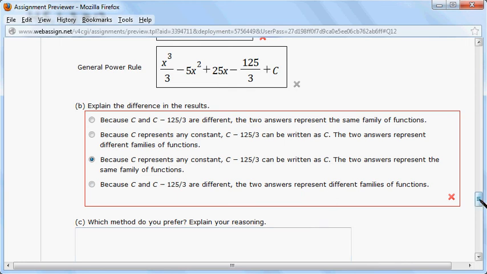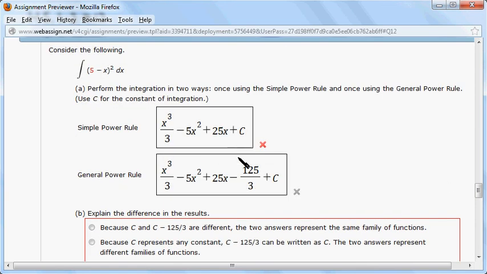You can see the difference between these two. The first term is exactly the same, the second term exactly the same, the third term exactly the same, but for the constant term here we just have c, while the other has c plus negative 125 over 3. But remember that c is any constant, so there is no reason to write a constant here. You can let the c absorb this, so you can just write c. These two are the same family of functions.